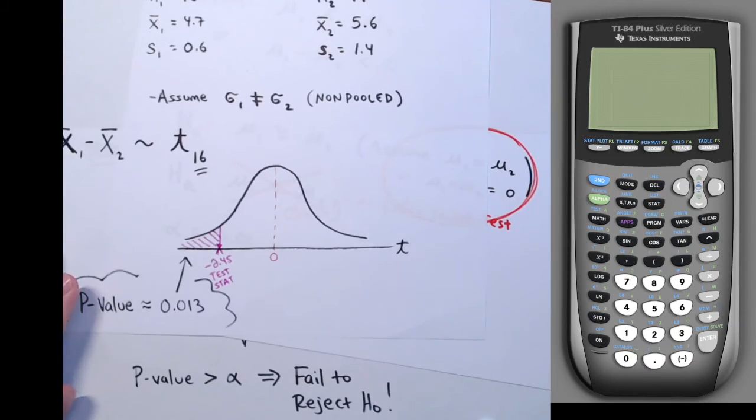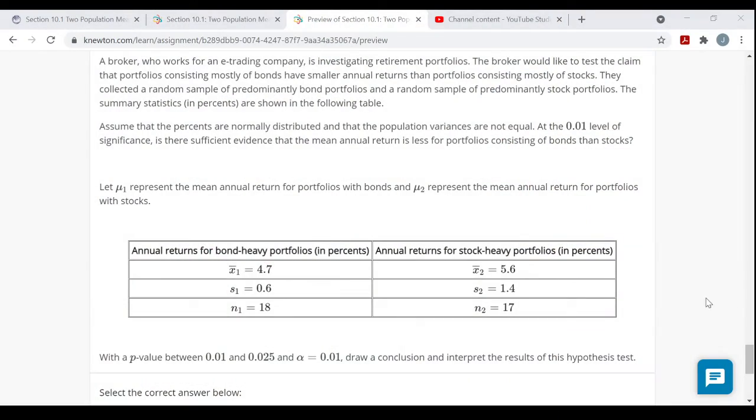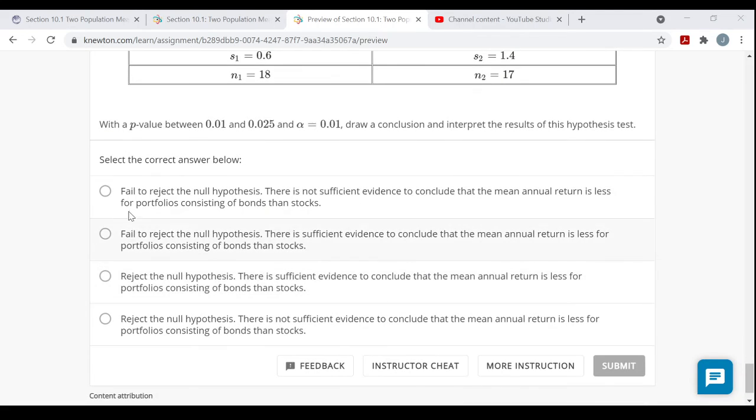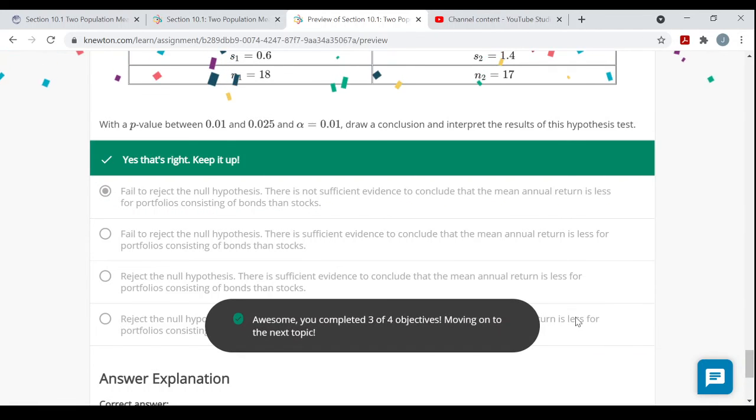All right, so let's see which of these options says that to us. So it's one of these two, right, where we fail to reject the null. Let's see what the first one says. It says, there is not sufficient evidence to conclude that the mean annual return is less for portfolios consisting of bonds and stocks. That's what I just said, right? There's not enough evidence to state that claim because we didn't reject the null hypothesis. So I'll answer that. And wonderful.